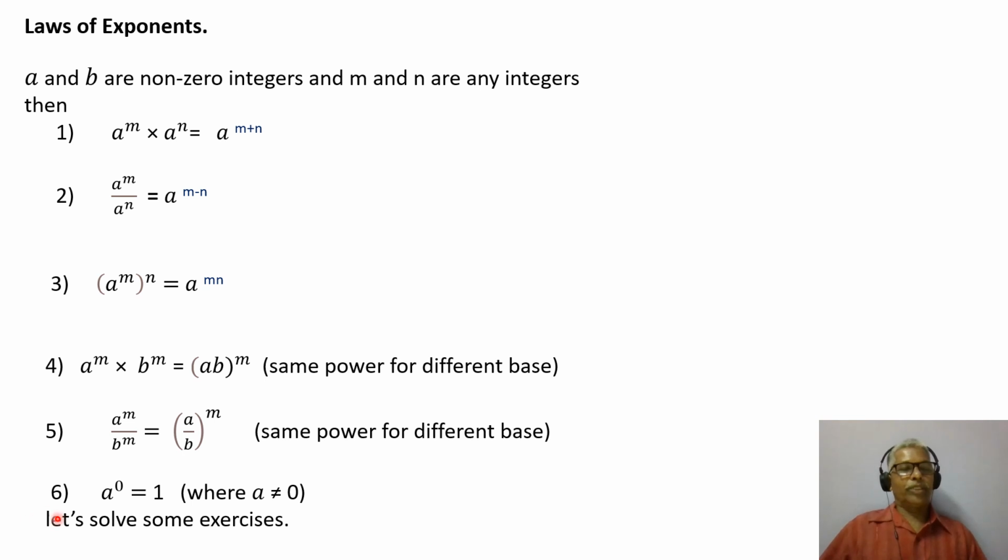And the sixth one is a particular case, but you remember this as a law of exponents. A raised to 0 is equal to 1, where a is not equal to 0. So do learn them by heart. Okay, let us solve some problems or exercises. Okay, go ahead.